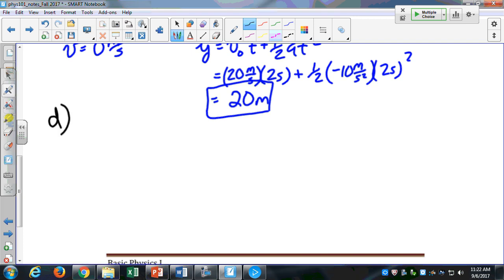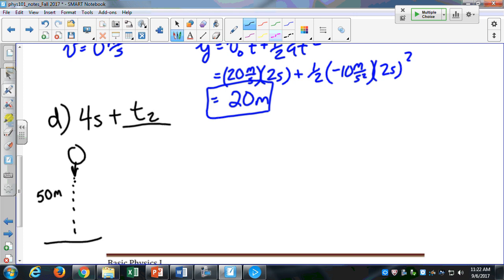And now part D, which is really what the OpenStax question was asking, is what is the total time in flight? I know it's going to be 4 seconds plus some other time. We'll call that T2. So I want to find out what is the time for T2. I'm going to draw another little picture. I have this object, it's going down, and it drops, was it 50 meters? Yeah, 50 meters. All right, it goes from y equals 0 to y equal negative 50 because, you know, it's in the negative direction.